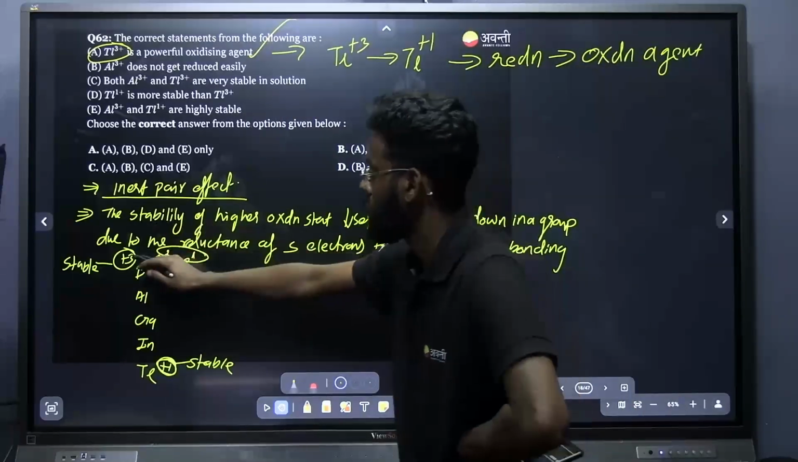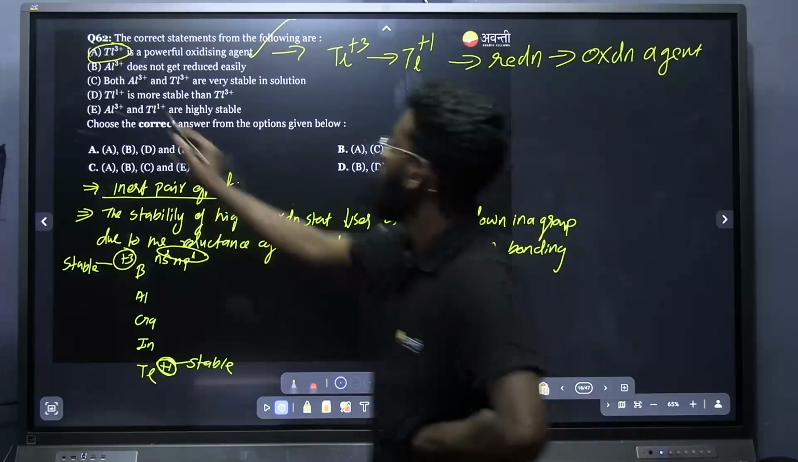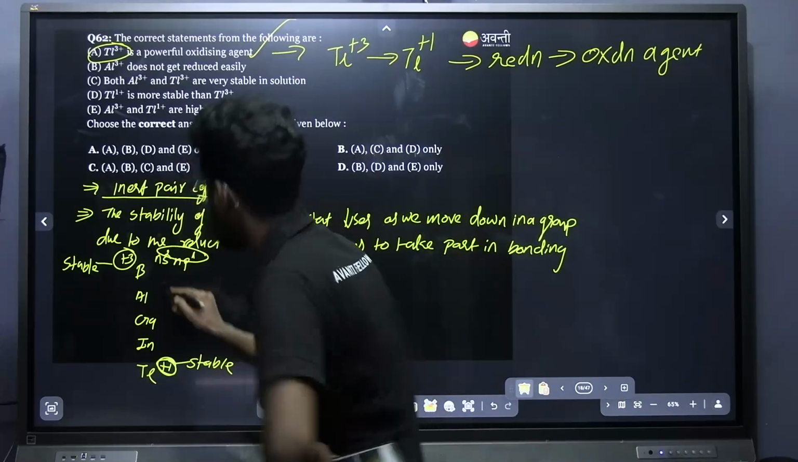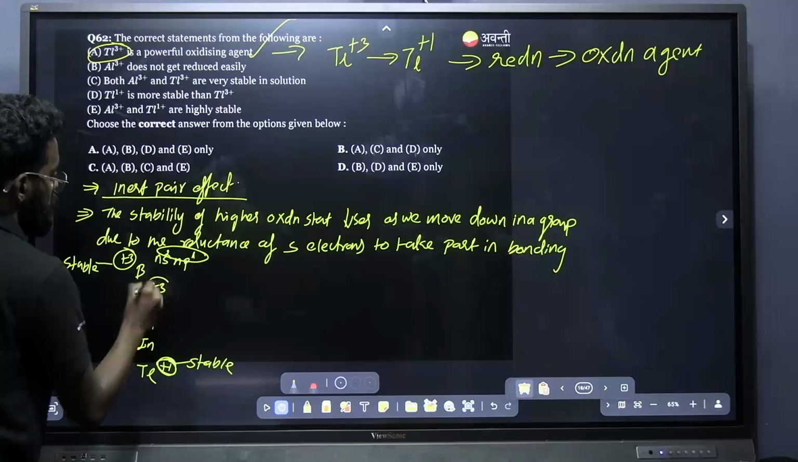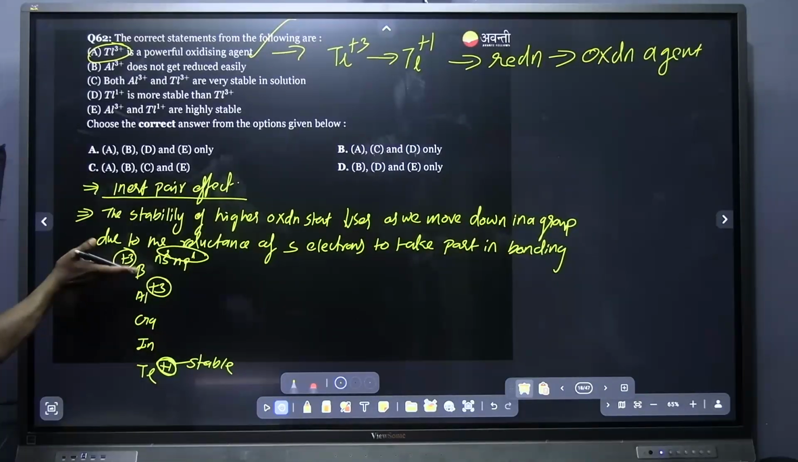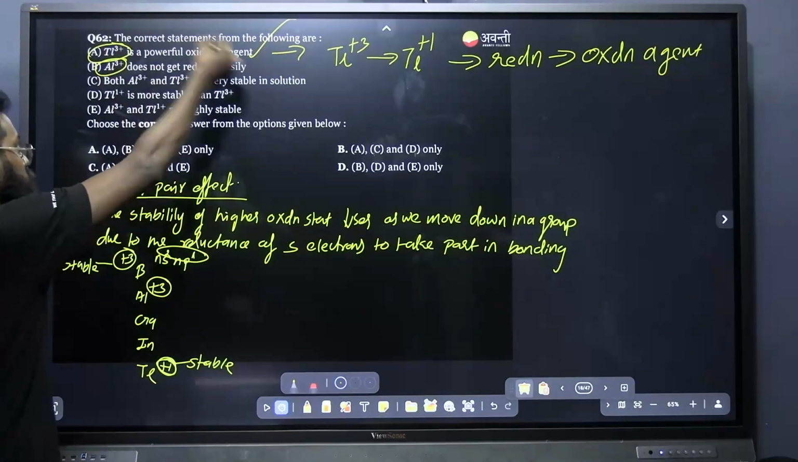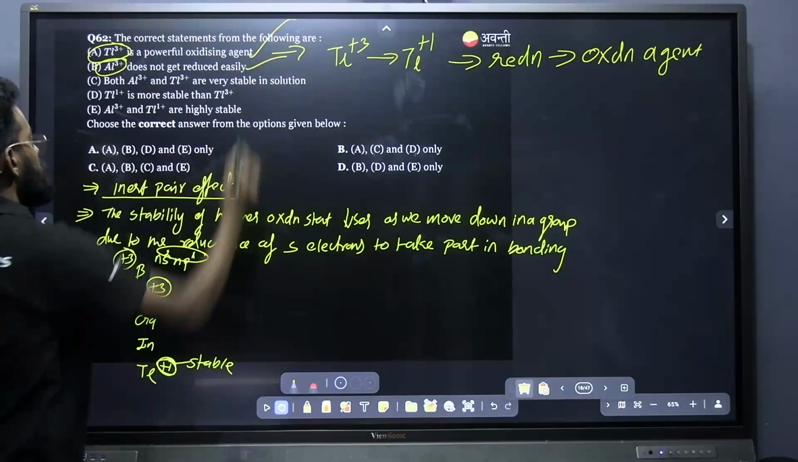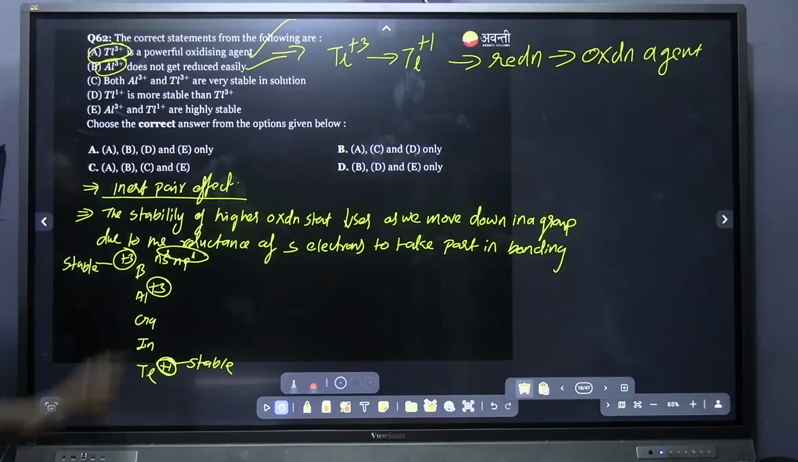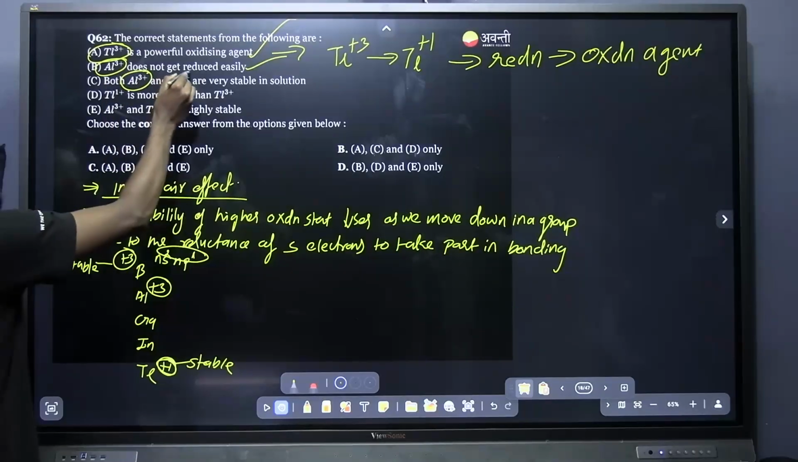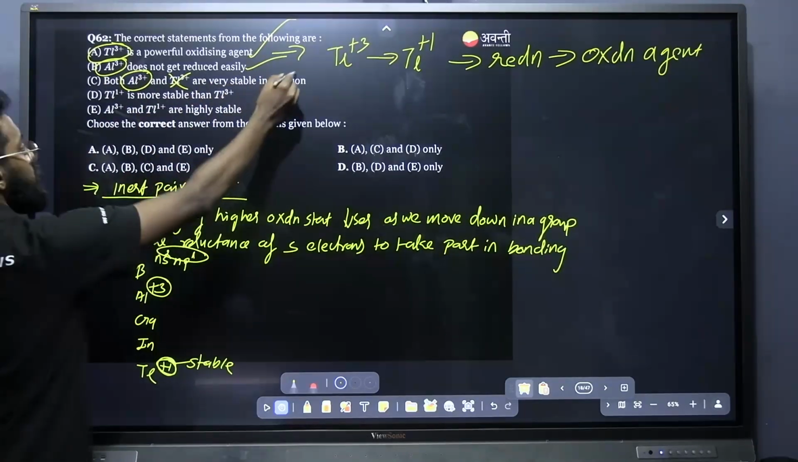Going down, the stability of the higher oxidation state decreases. Now, Al3 plus does not reduce easily. Is it correct? Aluminium we can see is at the top. As it is at the top, the higher oxidation state will be stable, which means plus 3 is stable for aluminium, and as it is stable it won't undergo either reduction or oxidation, so it is correct. Now the question: Al plus 3 and Tl plus 3 are very stable in solution. Al plus 3 is stable but Tl plus 3 is not stable, so this is wrong.